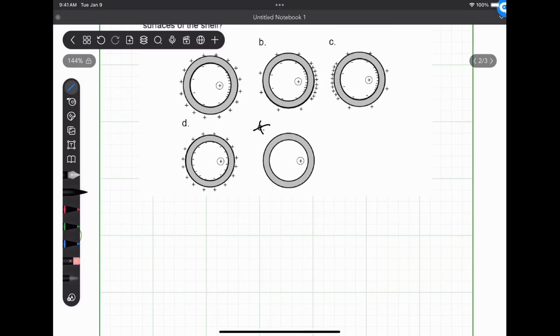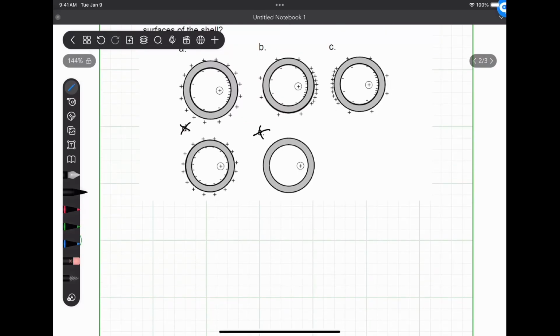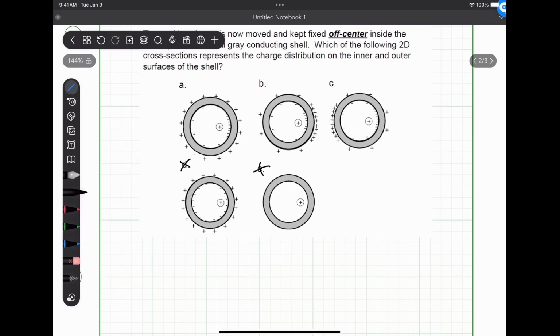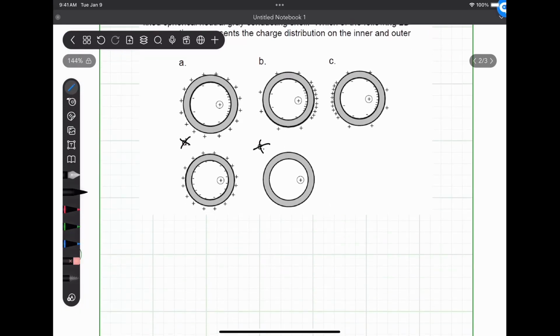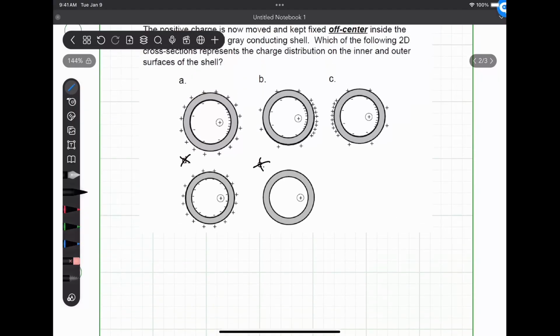Okay. Now with that being said, it really can't be D, because the D configuration only works if the charge is directly in the center, because there's a stronger force attracting on some parts than the others. So we have this case of A, B, and C. Now the answer is actually A, and let me prove that to you.